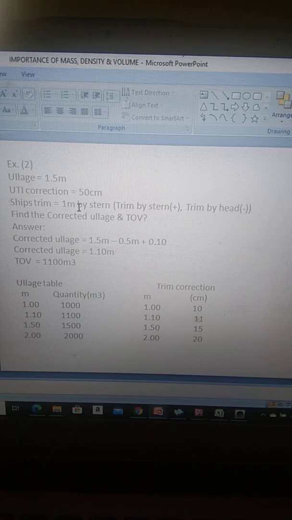Okay, we have here 0.10 meters. Why? Because we have trim 1 meter by stern. So this 1 meter by stern, we are going to look into the trim correction table, how much the value of 1 meter trim. Okay, so 1 meter in the trim correction table, we have here 1 meter trim is equals to 10 centimeter. Okay guys, 10 centimeter is 0.10 meter. So corrected ullage is equals to 1.10 meter. So the corrected ullage, we will bring into the ullage table. So we go 1.10 is equals to 1,100 cubic meter.